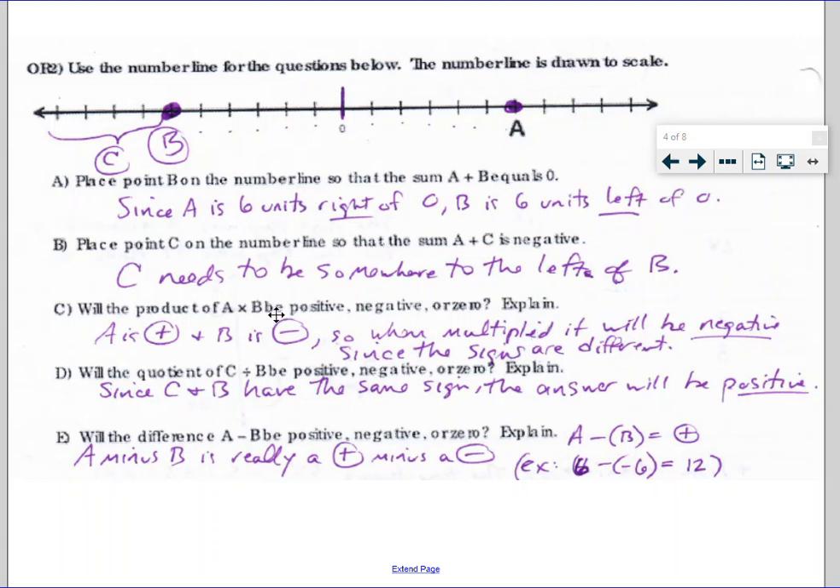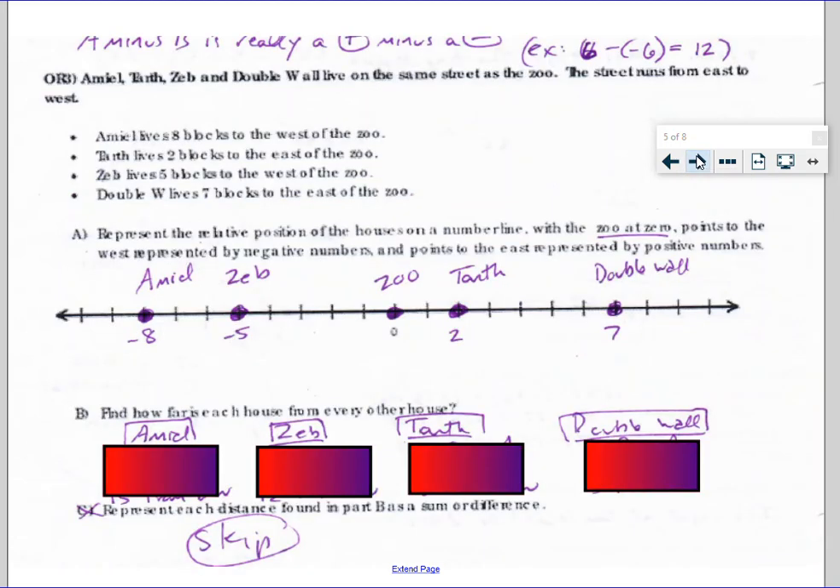Now, they didn't ask us really for some of those answers. They just wanted to know, will this be positive, negative, or 0? So you want to think about those because that's where some of the questions on your test are going.